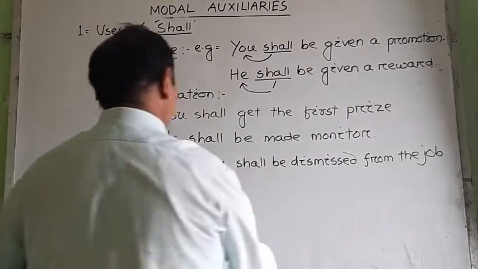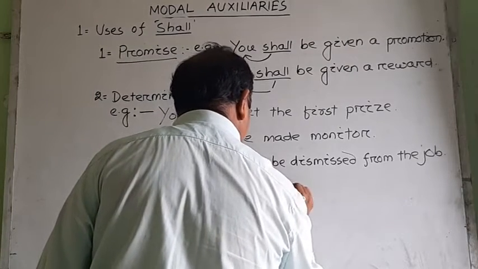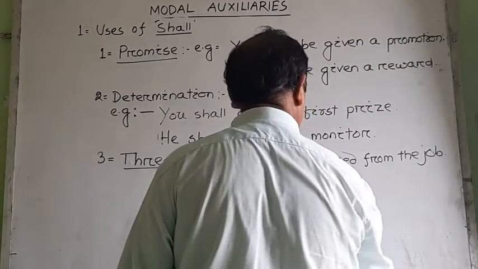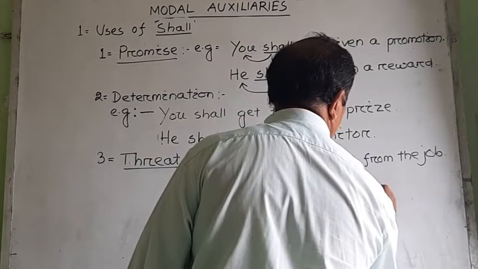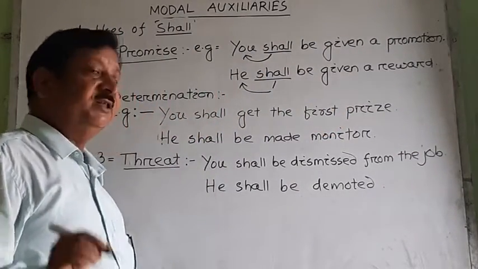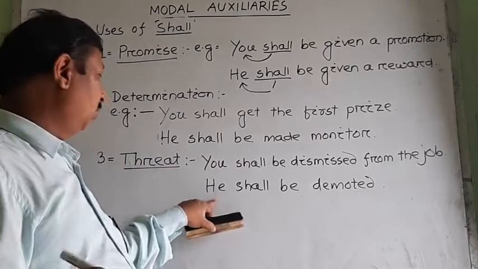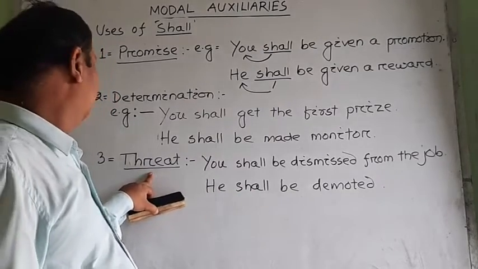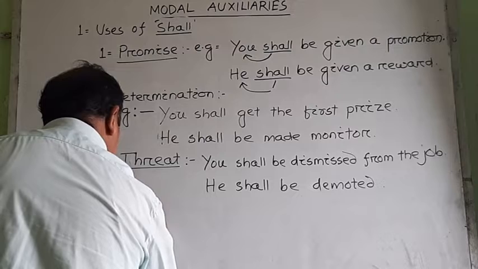So another example, he shall be demoted. Instead of the promotion, if someone is going to be demoted, and if someone just speaks with the third person using shall, then it expresses threatening, fear, threat. Exactly. Number 4, what it is? Compulsion.